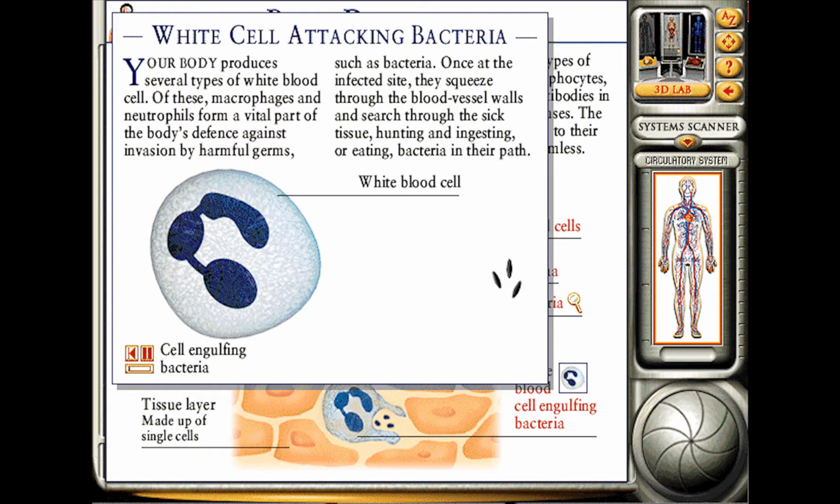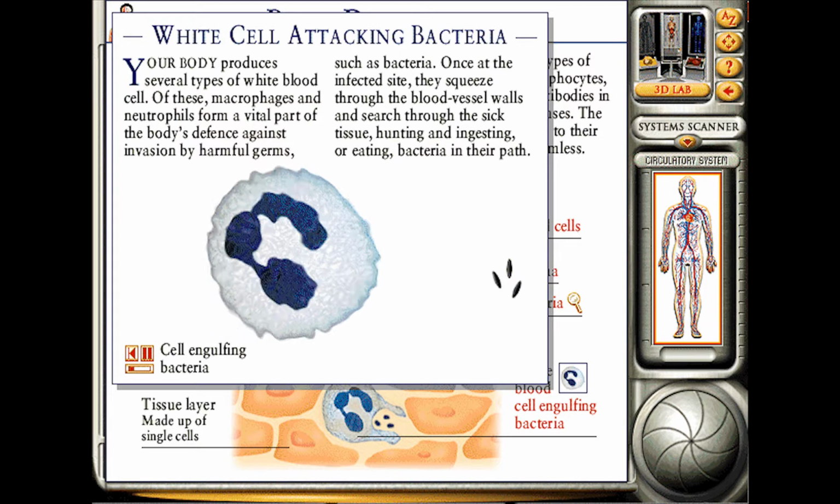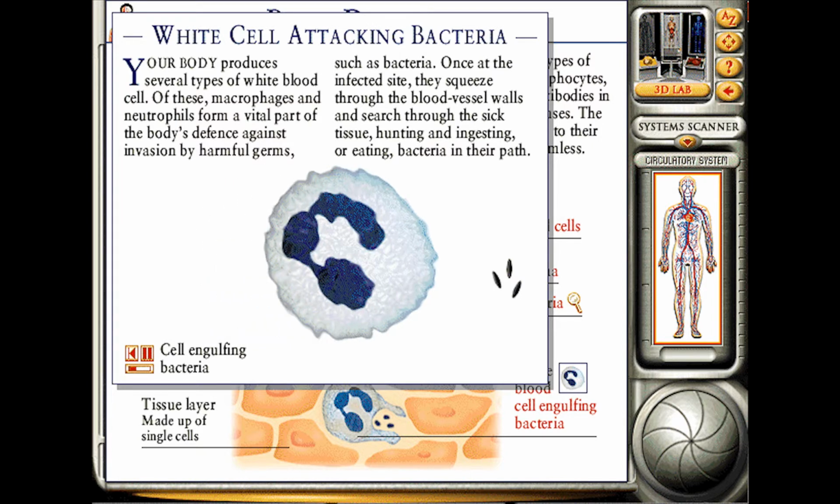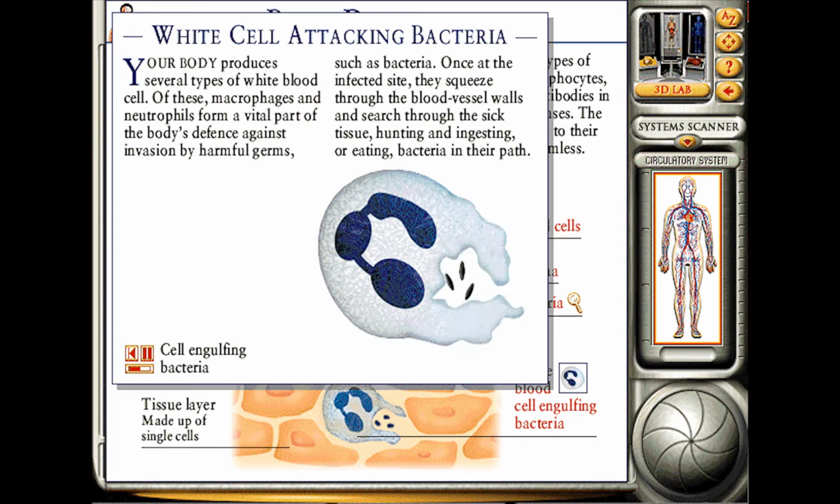A white blood cell moves towards bacteria, attracted to them by the chemicals that they release. The cell makes contact and wraps itself around the bacteria, totally engulfing them in a process known as phagocytosis. Chemicals are now released inside the white blood cell to destroy the bacteria.